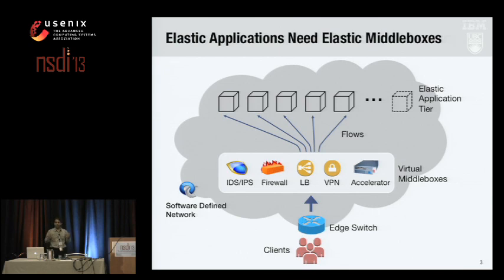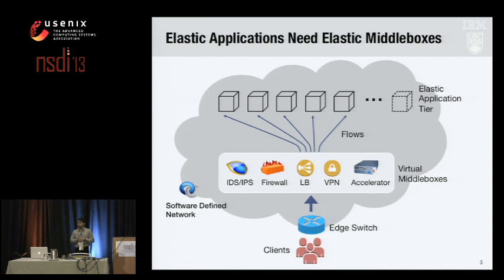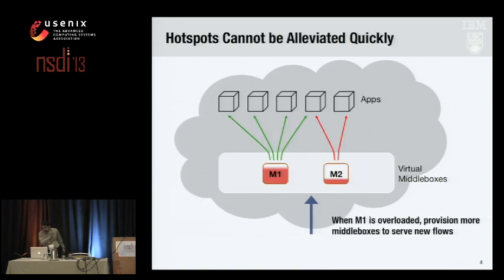Let's say you have your own nice little app on Amazon that's just scaling dynamically, and you decide to put an IDS, something like Bro, in front of your deployment. You want the middle box also to scale. The problem is, the middle boxes are not engineered for elasticity. Why? Consider a scenario like this.